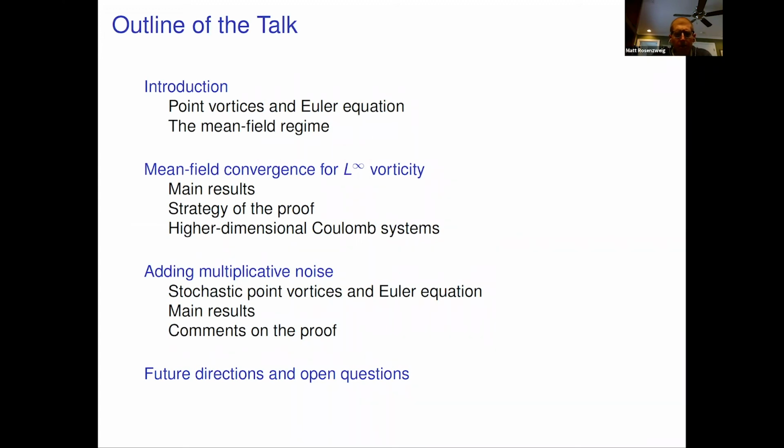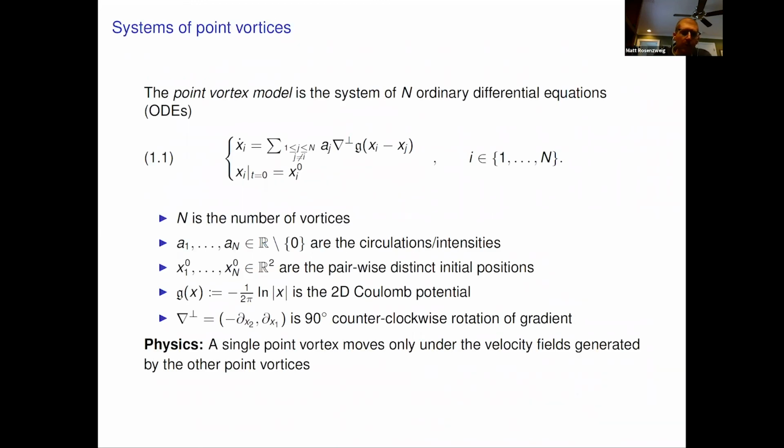The first is on mean field convergence for limiting vorticity measures that can be rough, just essentially bounded. And we'll present the results, comment briefly about the proof, and then discuss some higher dimensional generalizations. And then in the last portion of the talk, we'll discuss what happens when multiplicative noise is added into the picture and what we can say in this setting. And then finally, I'll conclude with just a few remarks about some remaining open questions and possible lines of research for the future.